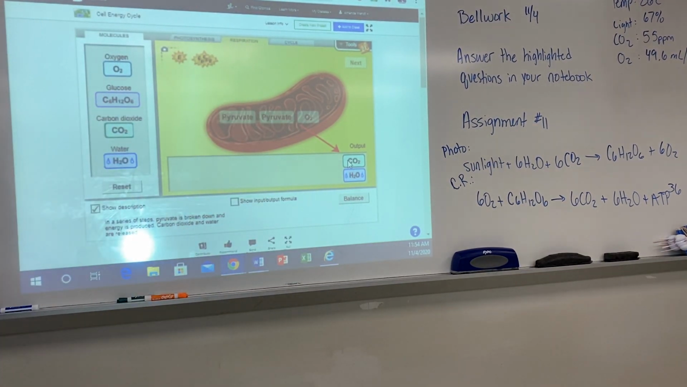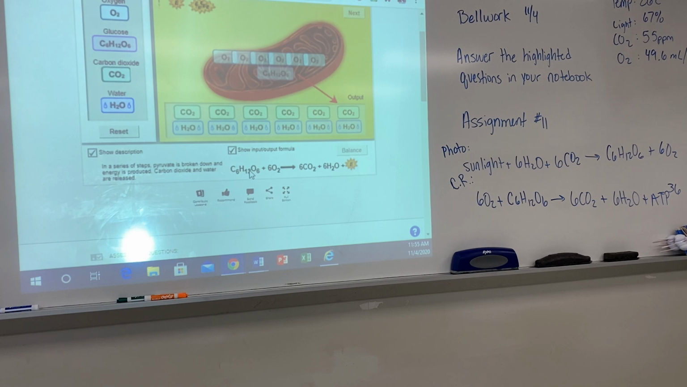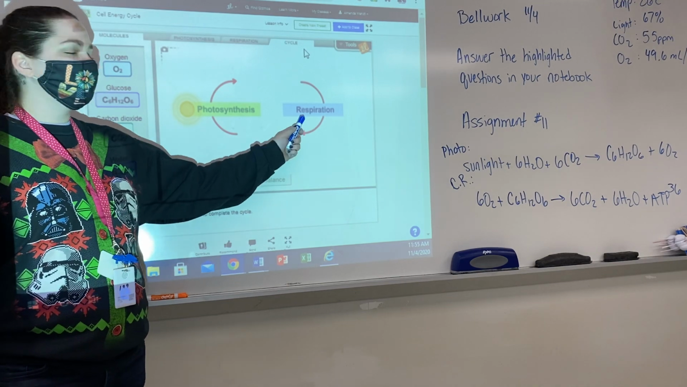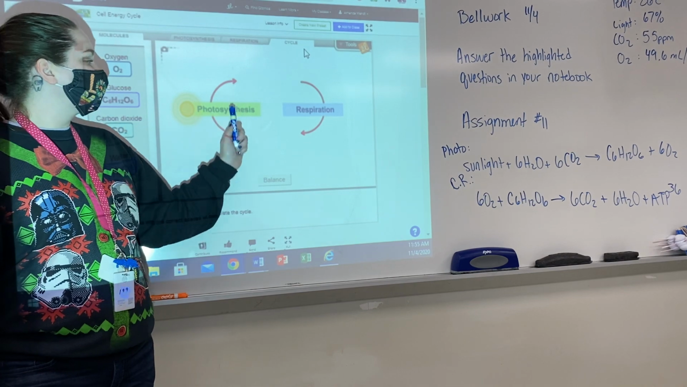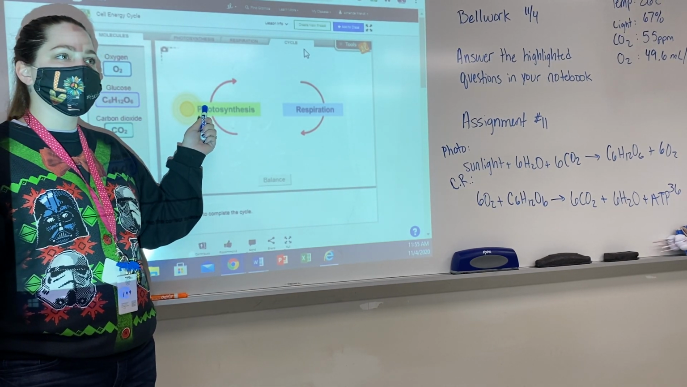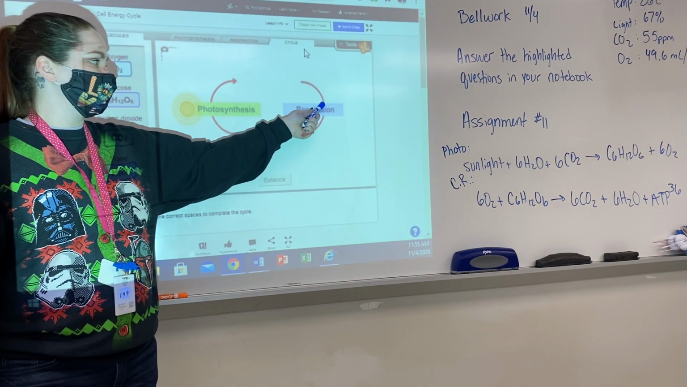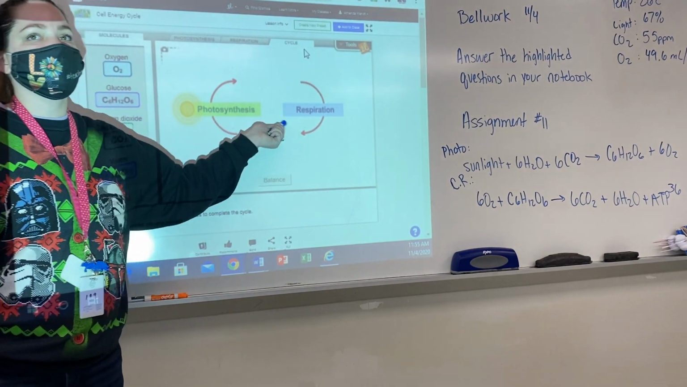Right. So let's look and see if we are correct. We're going to show our chemical equation and then we're going to balance it. So are we correct? Yeah. Wonderful. All right. Then we have this cycle thing. So you have photosynthesis here and you have respiration here. And you have this arrow going like this. So this means that you have something coming into photosynthesis and then something coming out of photosynthesis. Whatever is coming out of photosynthesis is going into respiration, and then whatever is coming out of respiration is going to go into photosynthesis. So it is a cycle.